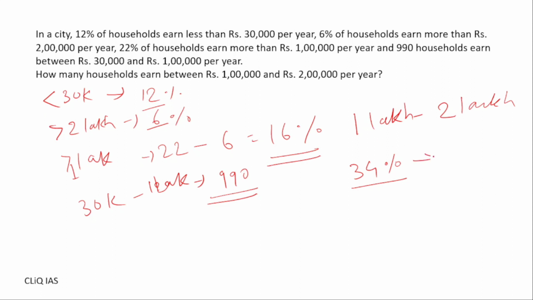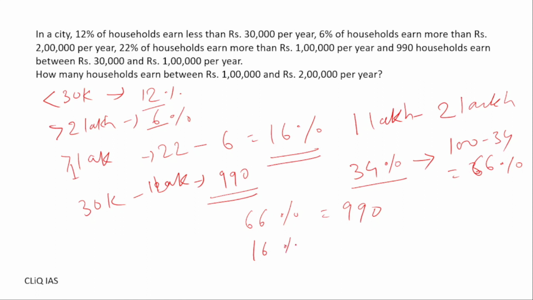So how many people will earn between 30k to 1 lakh? 34% means 100% minus 34%, that is 66%. Okay, now 990 is given. So 66% is given as 990. So we have to find out how many households earn between 1 lakh and 2 lakh per year. So 1 lakh to 2 lakh is 16%.